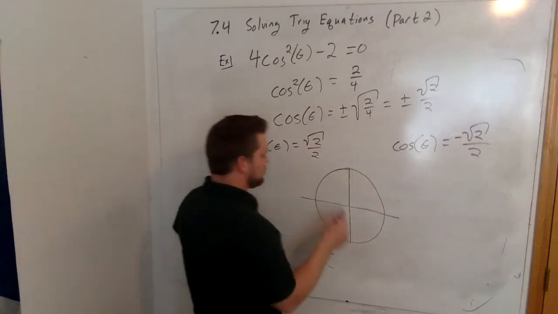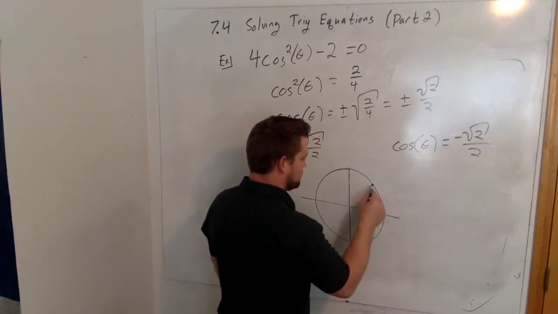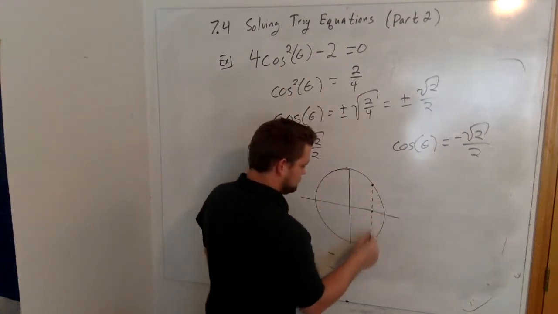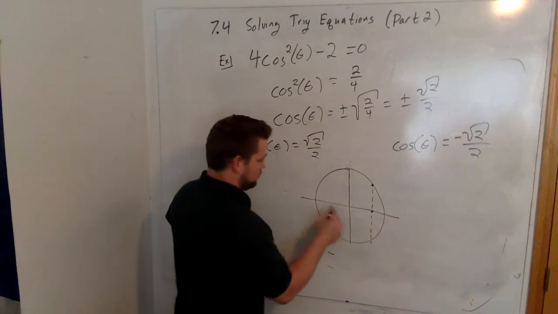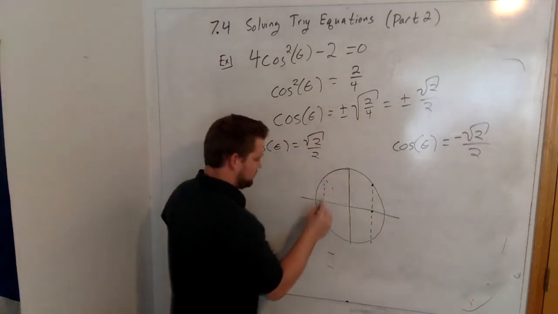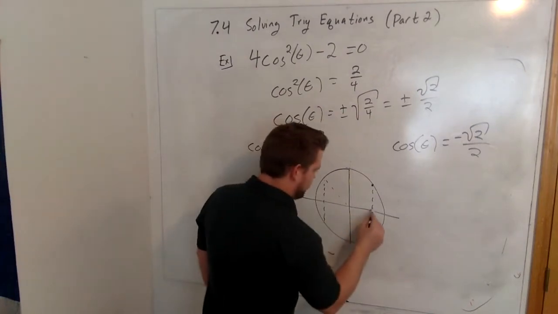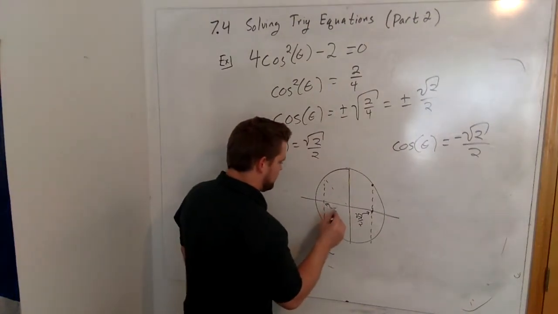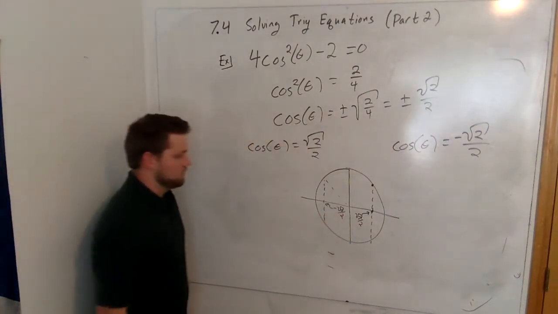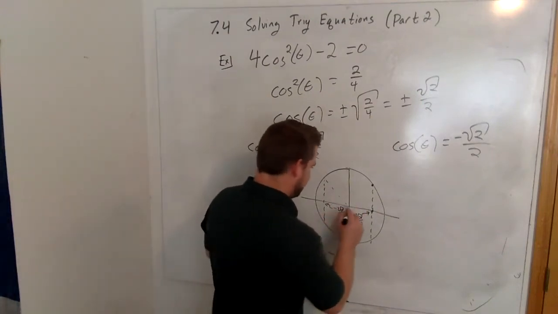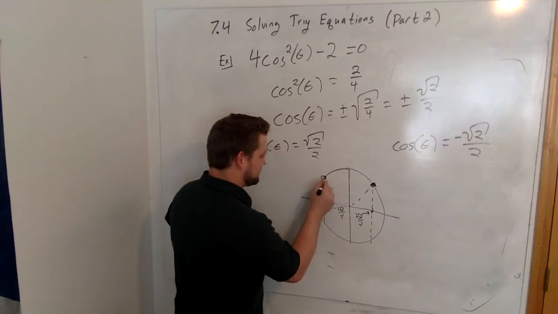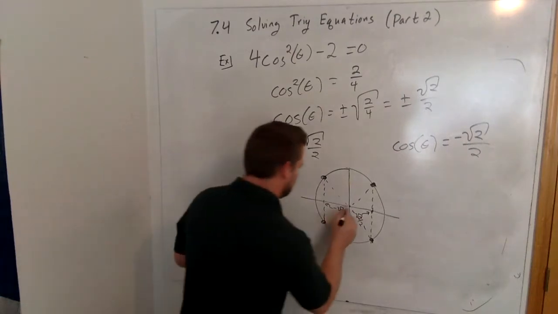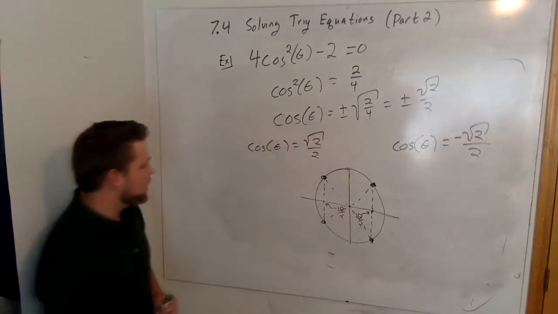Okay, well, you want to know when the x-coordinate is root 2 over 2. That's right here, and right here. See, this should be negative root 2 over 2. So this x-coordinate right here is root 2 over 2. This x-coordinate right here is negative root 2 over 2. We're trying to find these solutions. Drawing a unit circle here and not using our calculator, I think, will be useful. Okay, we've got to get to all 4 of these spots.